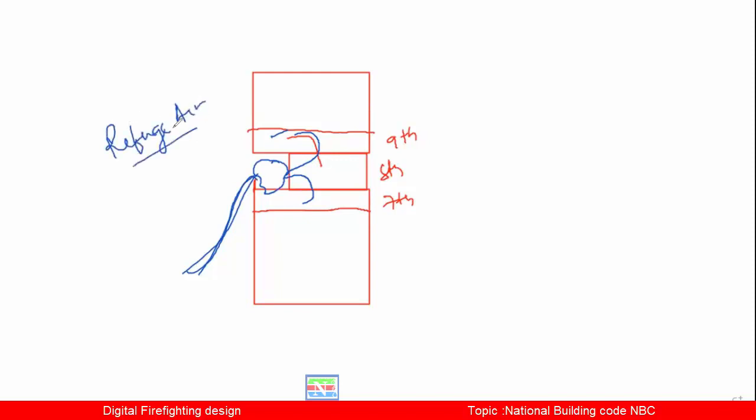So helicopter or whatever source they will use, fire bicycle and all. Some sliding thing is there, a lot of other things are also there. Based on that, they will evacuate. Generally, your first refuge area will start at 24 meter. After 24 meter, you need to give one refuge area. Then alternate 15 meters you need to give, plus 15 meter you need to add.